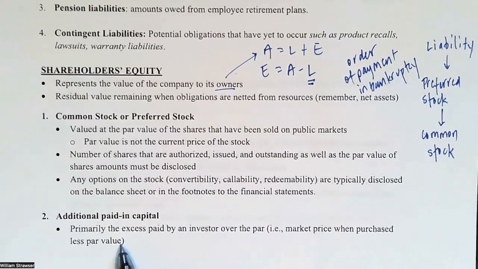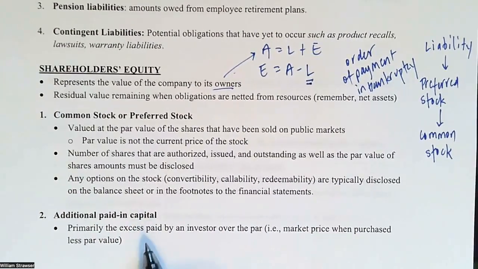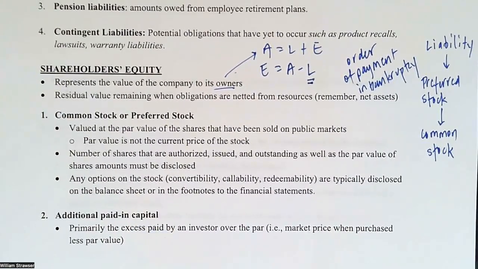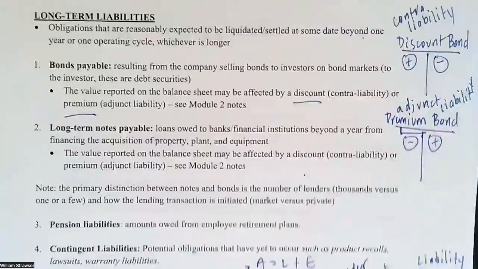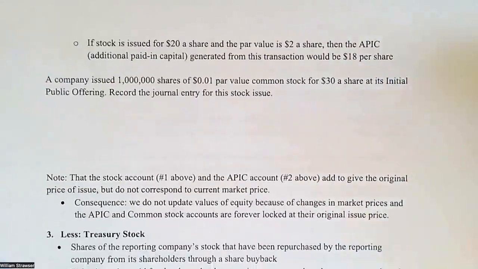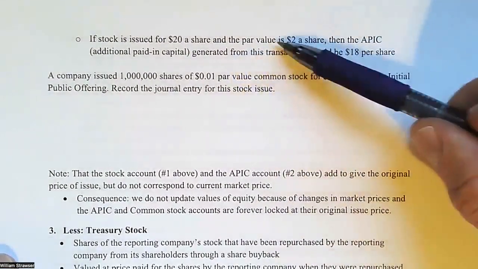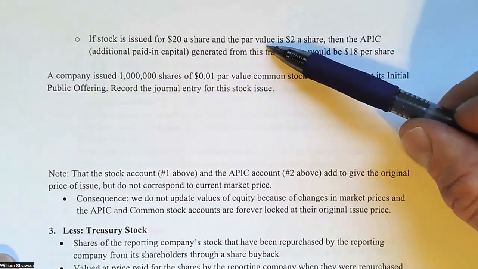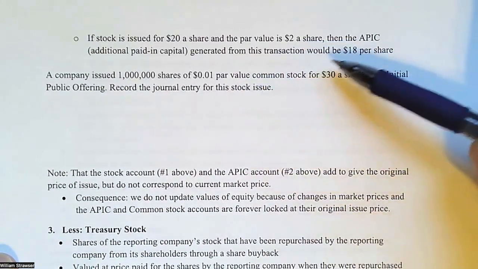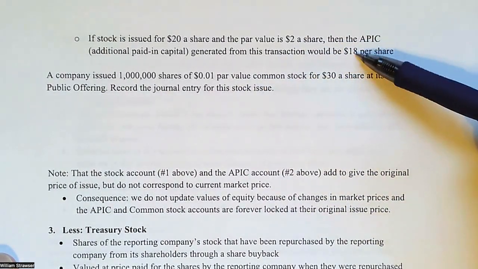Additional paid-in capital. This is when the stock is purchased, the amount over par value that is paid for the stock. So if the stock is issued for $20 and the par value is 2, then the amount of APIC that we would recognize is 18.